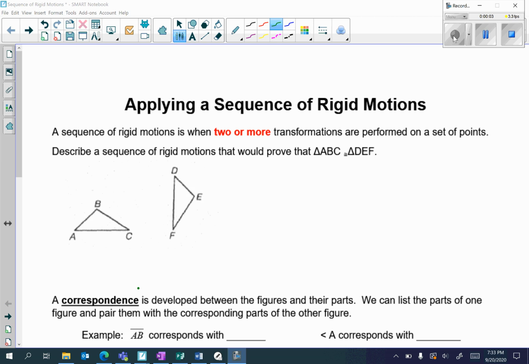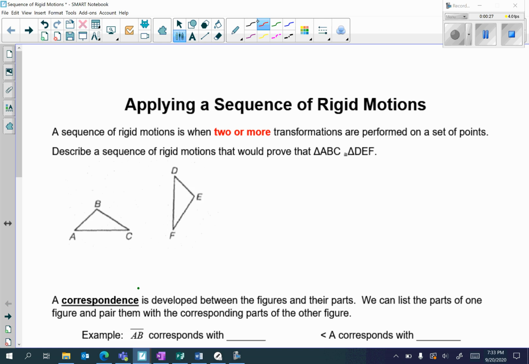Everyone, in today's video we're going to be discussing how to apply a sequence of rigid motions. Let's take a look at the first example. A sequence of rigid motions is when two or more transformations are performed on a set of points. Describe a sequence of rigid motions that would prove that triangle ABC is congruent to triangle DEF.